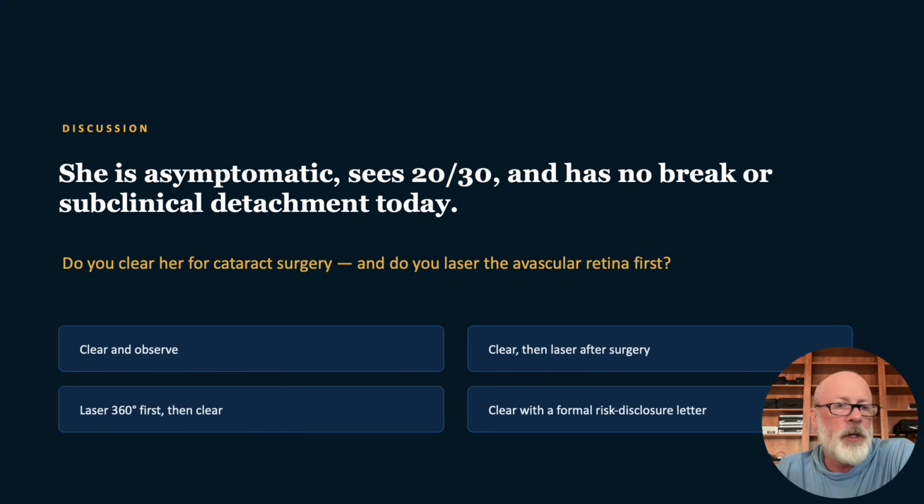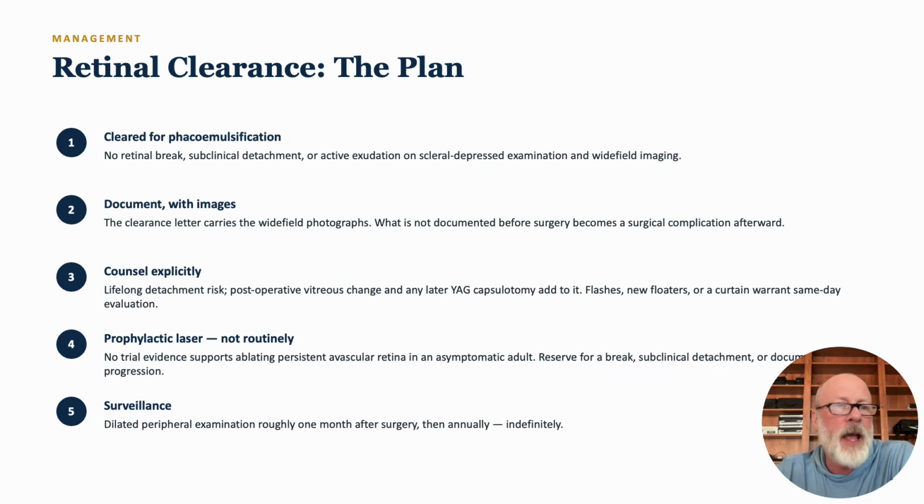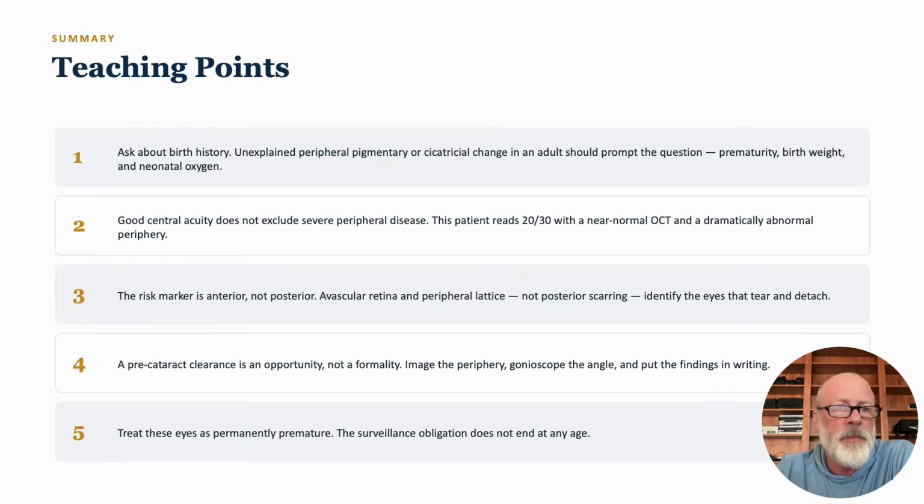So in our patient, we had several options. We could clear the patient and observe her. We could do laser first. We could clear, then do laser. We just decided to observe her, and we're going to see her back after she's had her cataract surgery. Once again, cataract surgery increases the risk of retinal tears and detachments slightly, and adult ROP increases the risk of retinal tears and detachments. So we want to just keep a watch on her, and if we see anything that looks concerning, obviously consider laser treatment at that point.